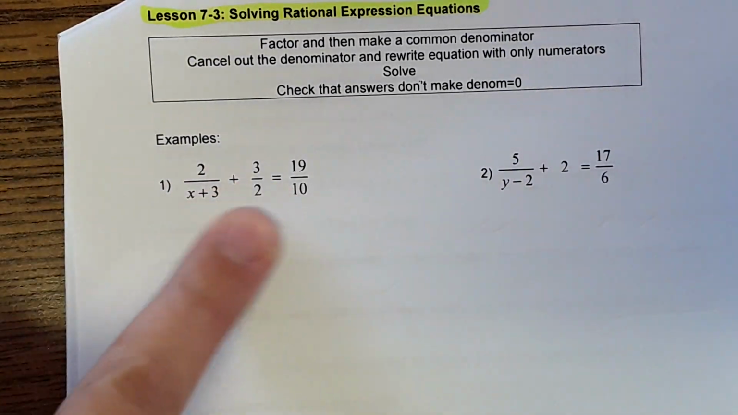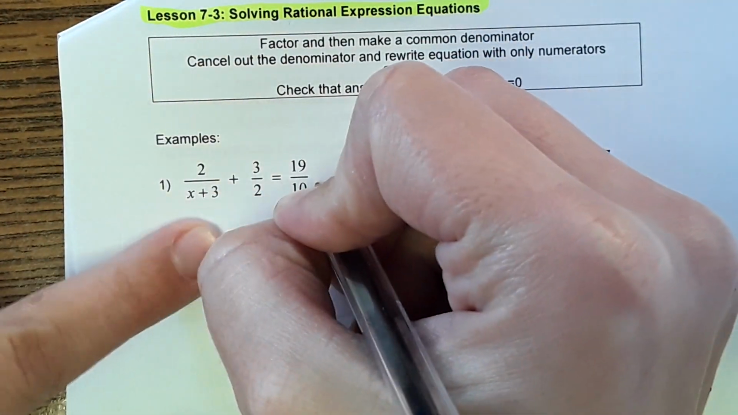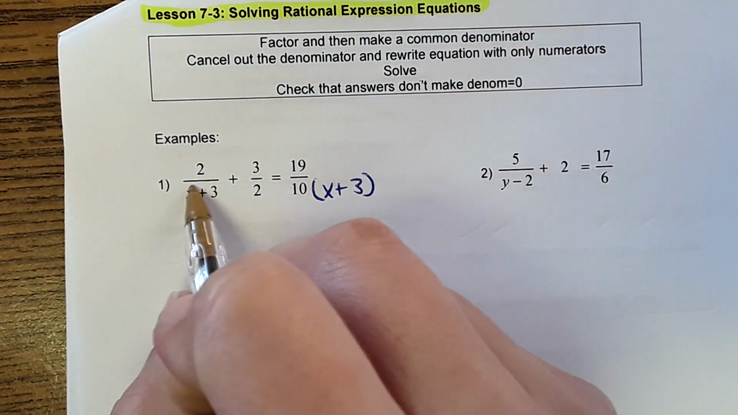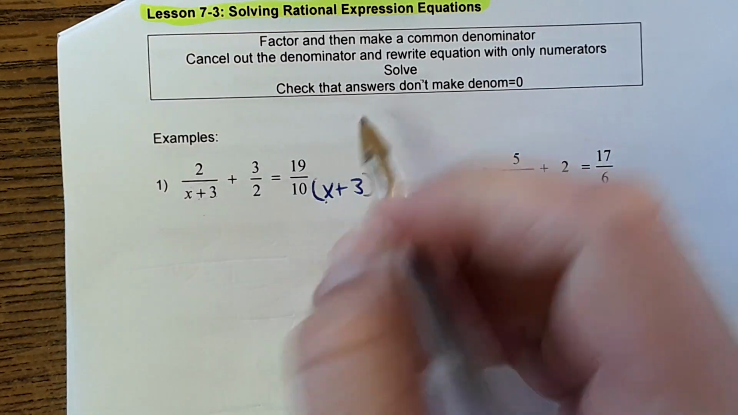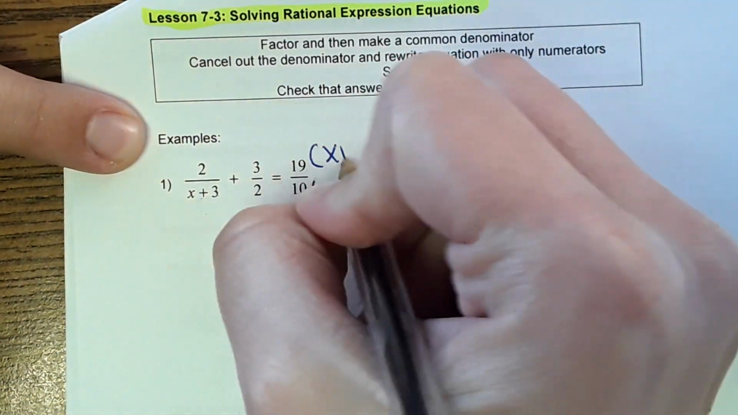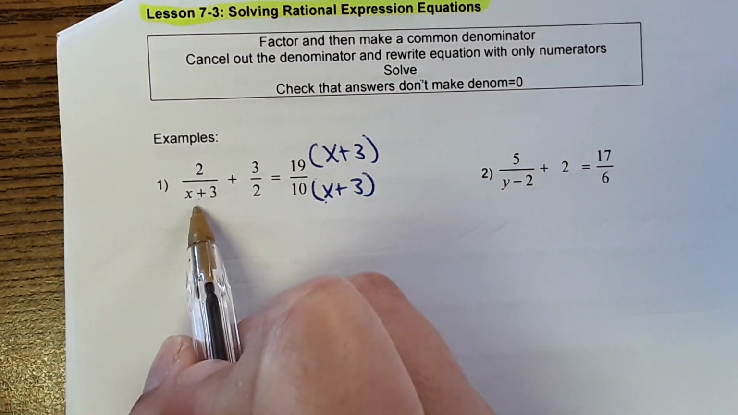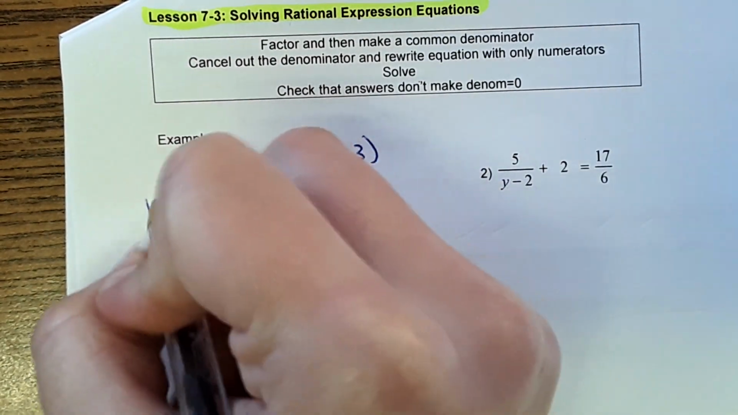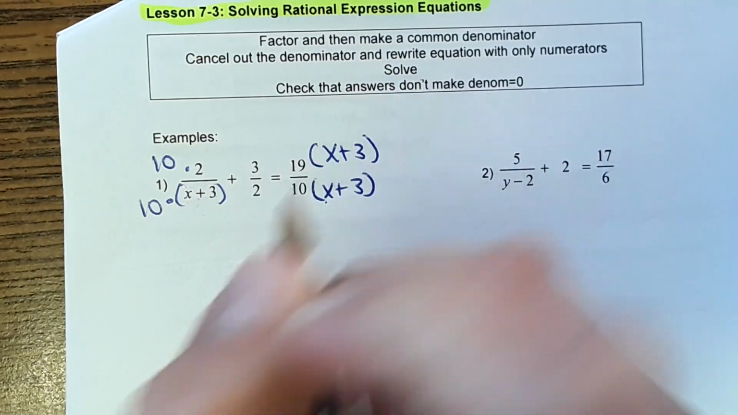So for example, for this first one, for the 10, I would multiply by x plus 3 to try to get it looking like this. And then whatever I do to the bottom, you have to do to the top. And then for this right here, I can multiply this by 10. So multiply this by 10. So then I get the 10 times x plus 3 that I have here. And whatever you do to the bottom, you do to the top.